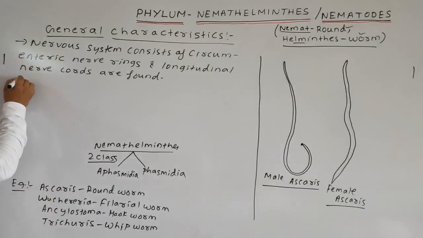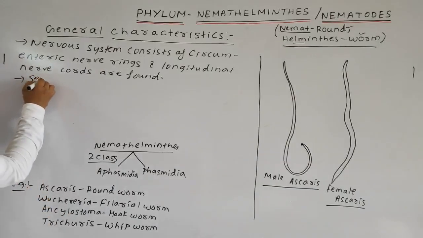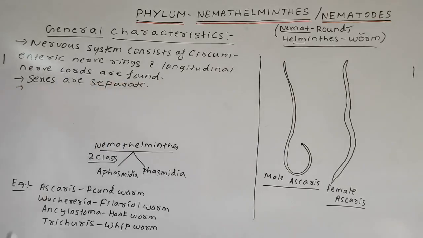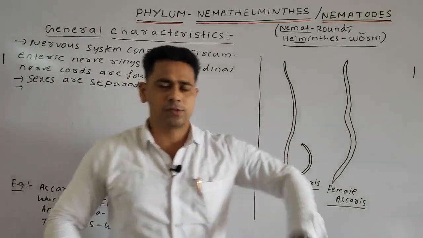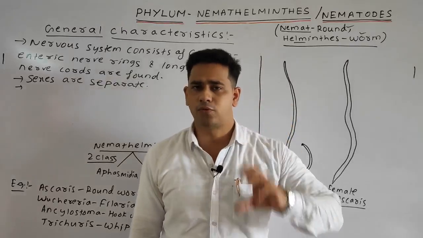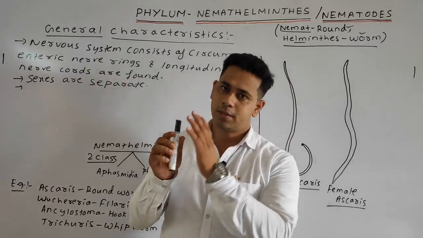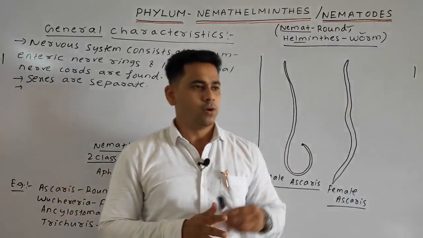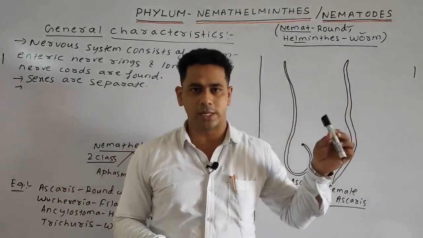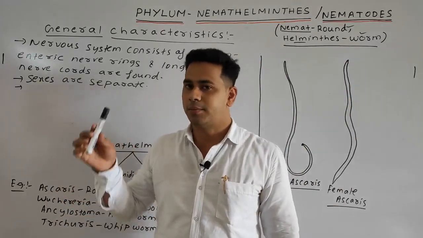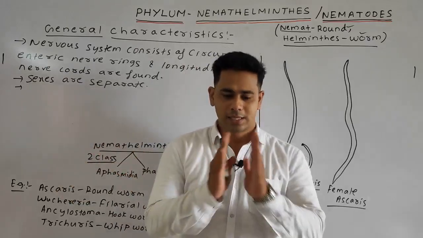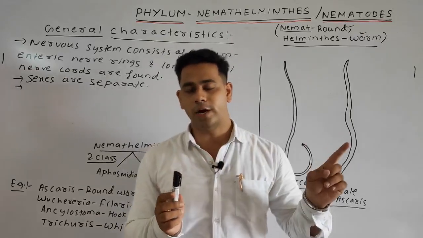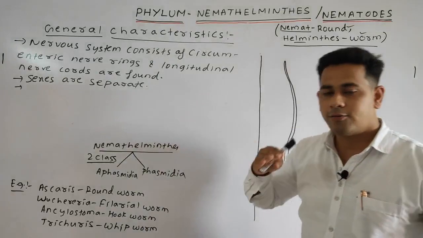Next point students, in the case of the Nemathelminthes, the sexes are separate. Means, as we discussed in our previous phylum, that those are generally hermaphrodite. Hermaphrodite means what? Same organism having the male reproductive system and also the female reproductive system. But in the case of the Nemathelminthes, the sexes are separate. Means one individual organism having the male reproductive system denotes the male. Another individual having the female reproductive system is denoted as the female. Means the sexes are separate. One organism does not contain both the sexes. That is the condition of the hermaphrodite. Okay? Remember? Next. The fertilization is internal.